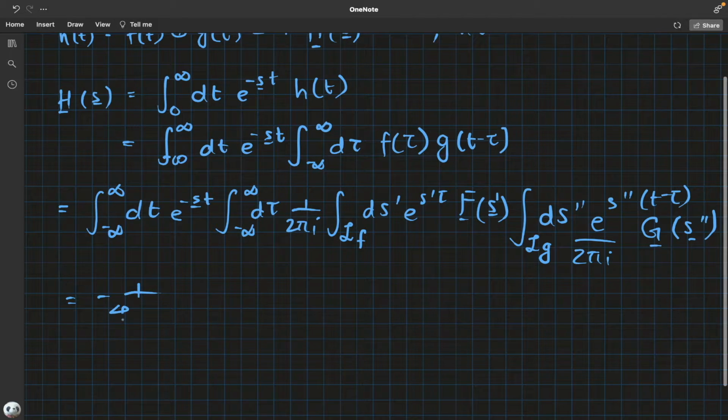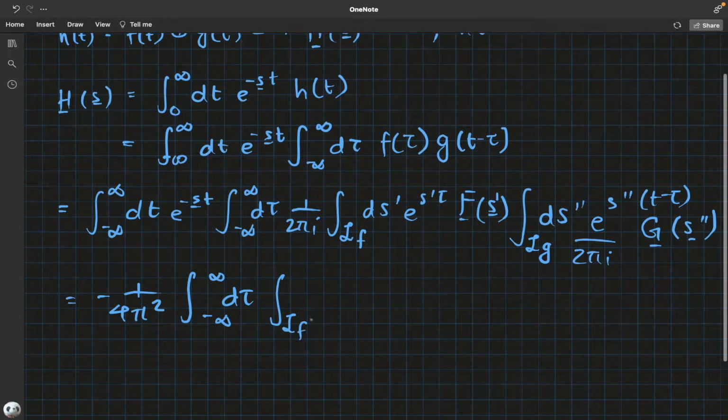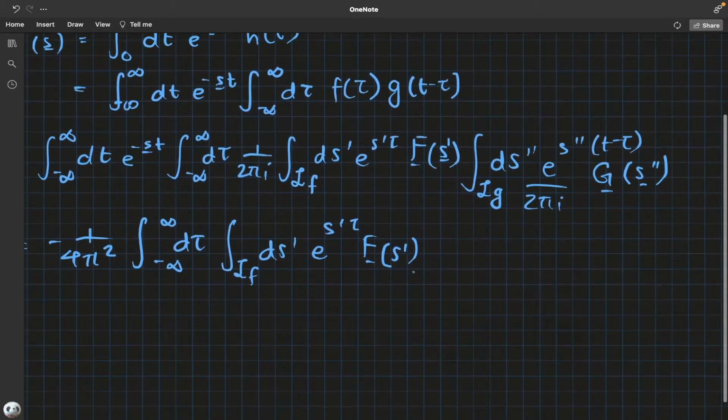You have a negative 1 over 4 pi squared, integral from minus infinity to infinity. Take the d tau, interchange everything so that the d tau comes outside. The ds primes as it is, e to the s prime tau, F of s prime. I might not underline it all the time because it's just annoying. There's a lot to write.